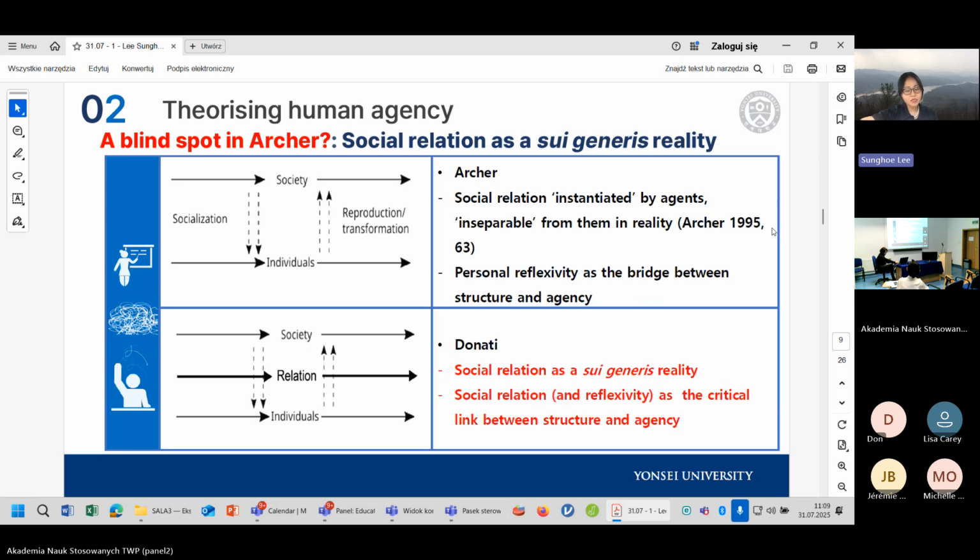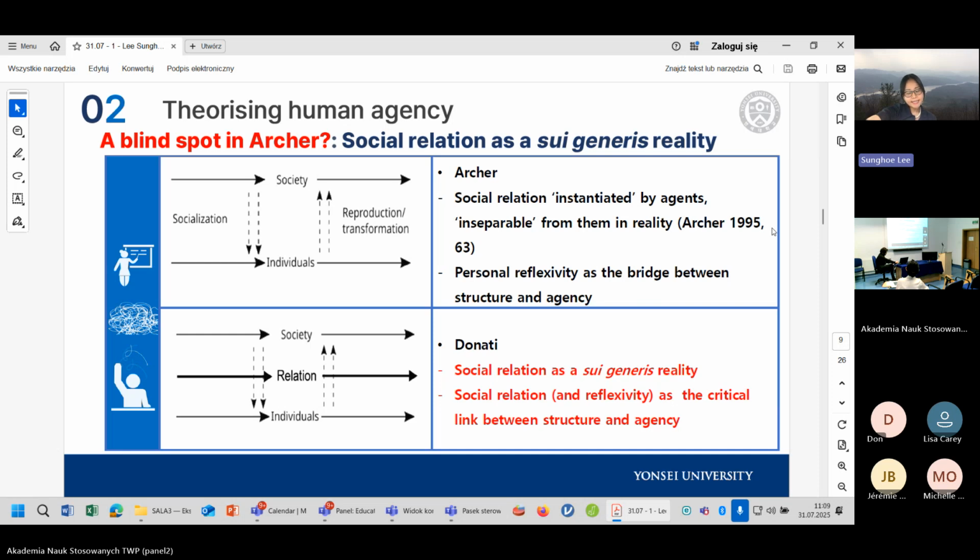Donati corrects this oversight with three propositions. First, relations are real entities endowed with emergent causal powers, that is, generating relational goods or evils. Thus, in CRS, social relation and their relational reflexivity, alongside personal reflexivity, act as causal bridges between structure and action.